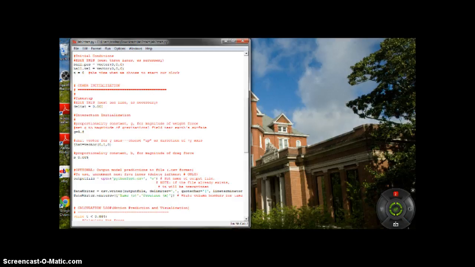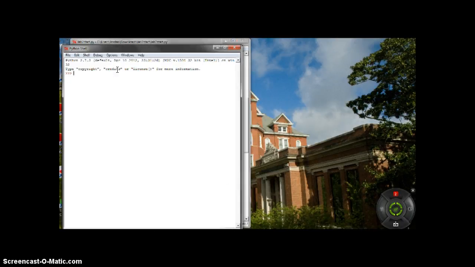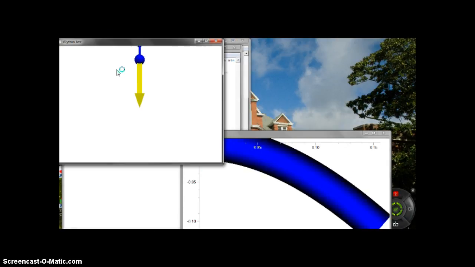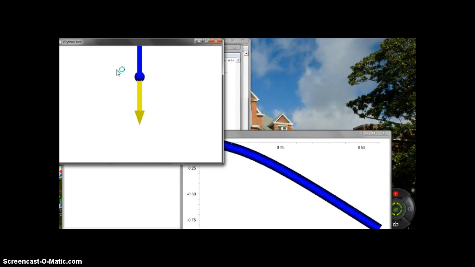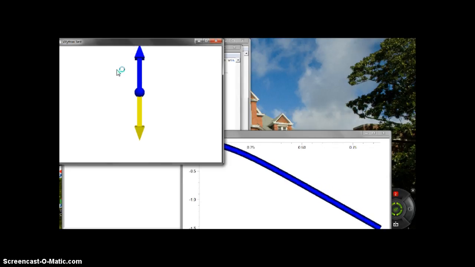And after updating the code with the data collected from Tracker, for the laminate sheet, here is the model represented by VPython. As you can see, the drag force, or the blue arrow, increases to its maximum point much quicker, well before it reaches the ground in this simulation.